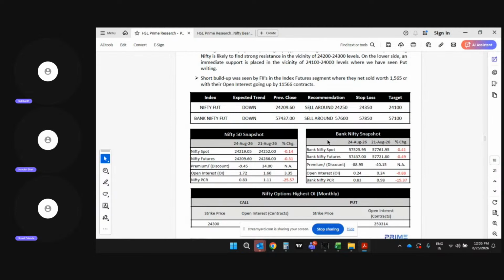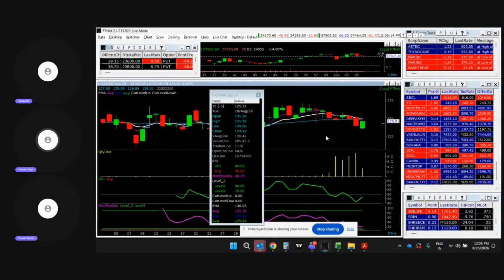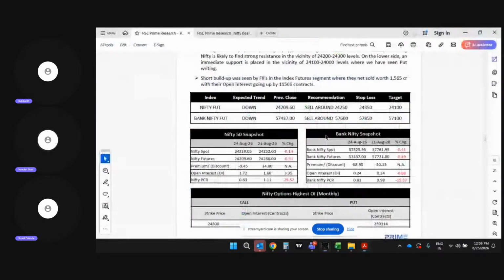Sonal. Understood. So, do you see similar kind of clues on the chart as well? Can you help me with reading the chart for Nifty and Bank Nifty from the expiry perspective? Yeah. So before we go to the chart, let me discuss how the data has changed between yesterday and today.